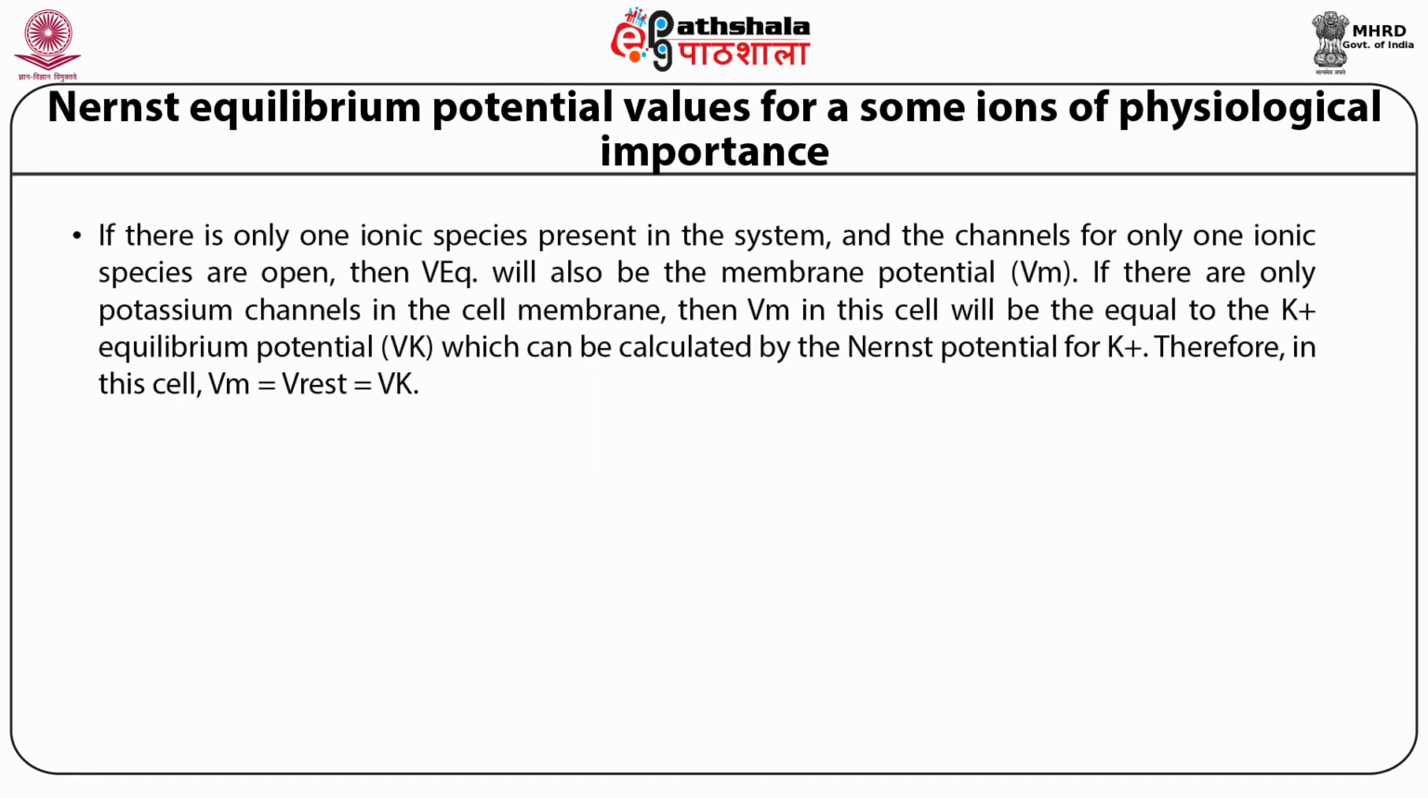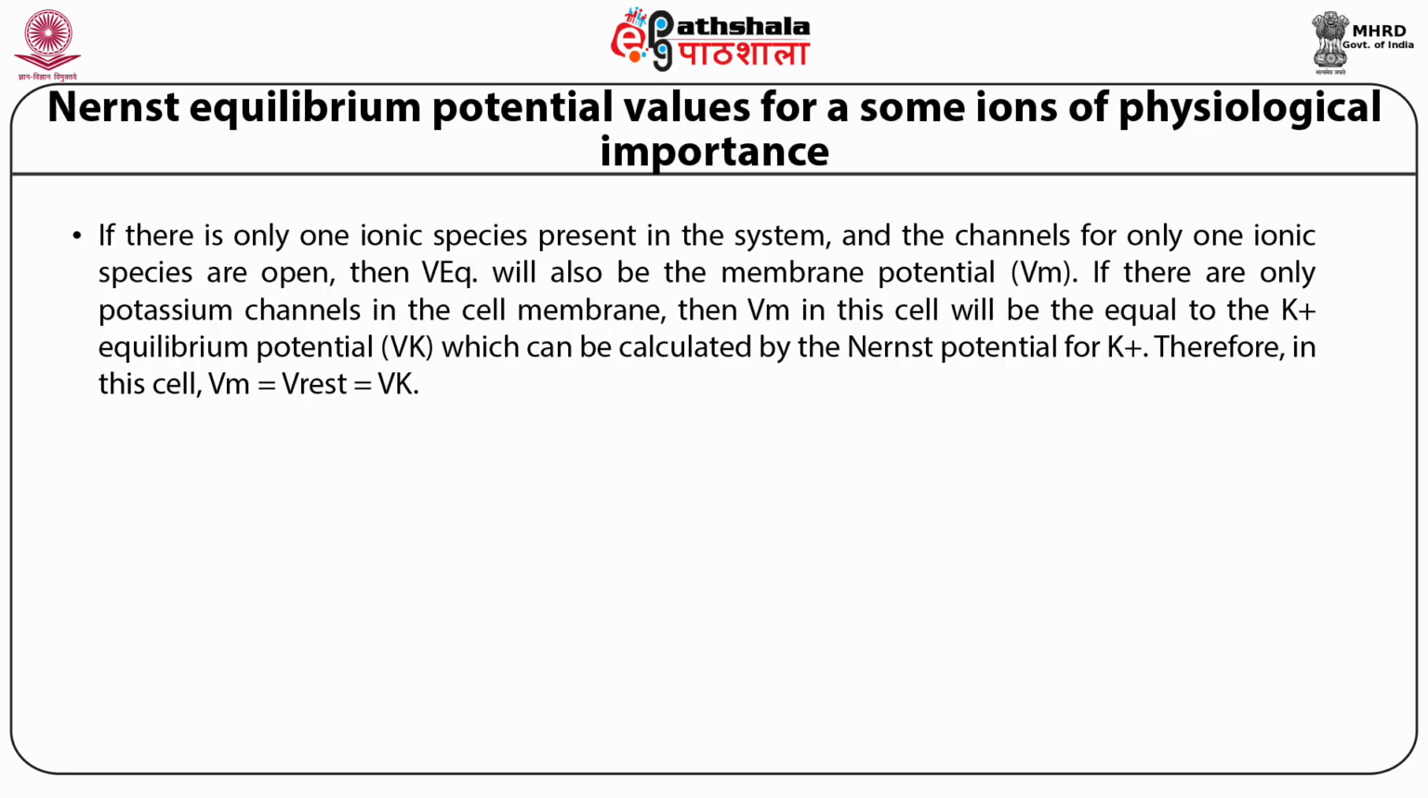If there is only one ionic species present in the system and the channels for only one ionic species are open, then VEQ will also be the membrane potential Vm. If there are only potassium channels in the cell membrane, then Vm in this cell will be equal to the potassium equilibrium potential VK, which can be calculated by the Nernst potential for K. Therefore, in this cell, Vm is equal to Vrest is equal to VK.